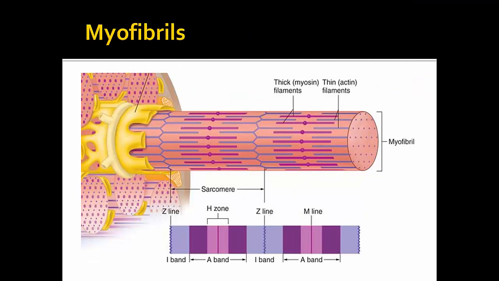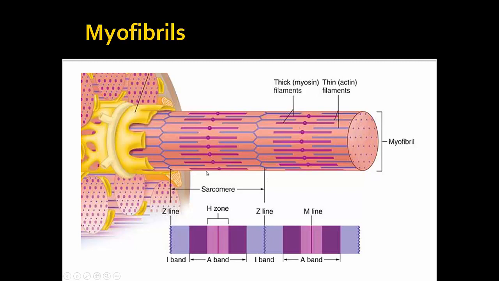So myofibrils are the protein organization that causes contraction. So here's a single, again, this is a single muscle cell, and within that single muscle cell there are multiple myofibrils. The myofibrils are made of thick myosin in the pink here and thin actin in the purple filaments. Okay, so these are protein filaments that actually are the contractile proteins in the muscle.